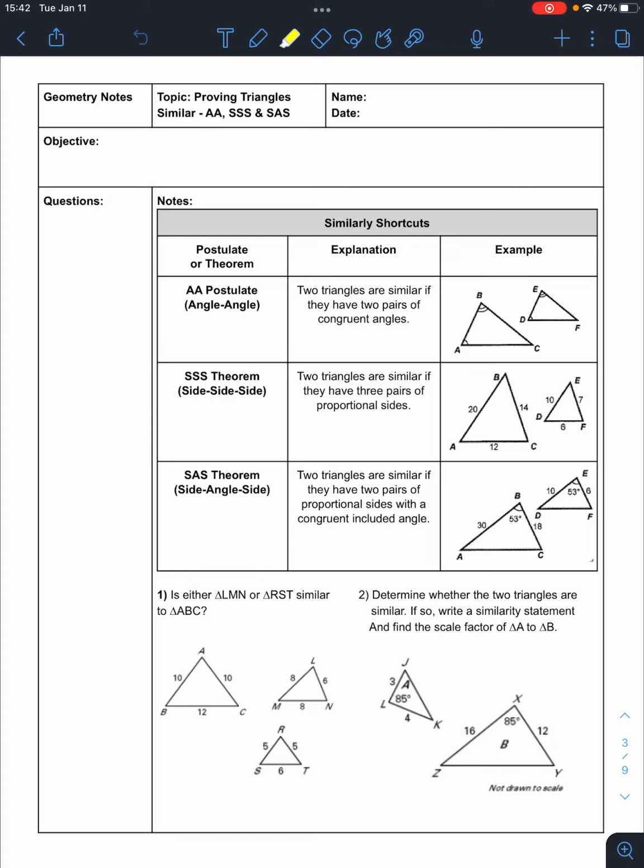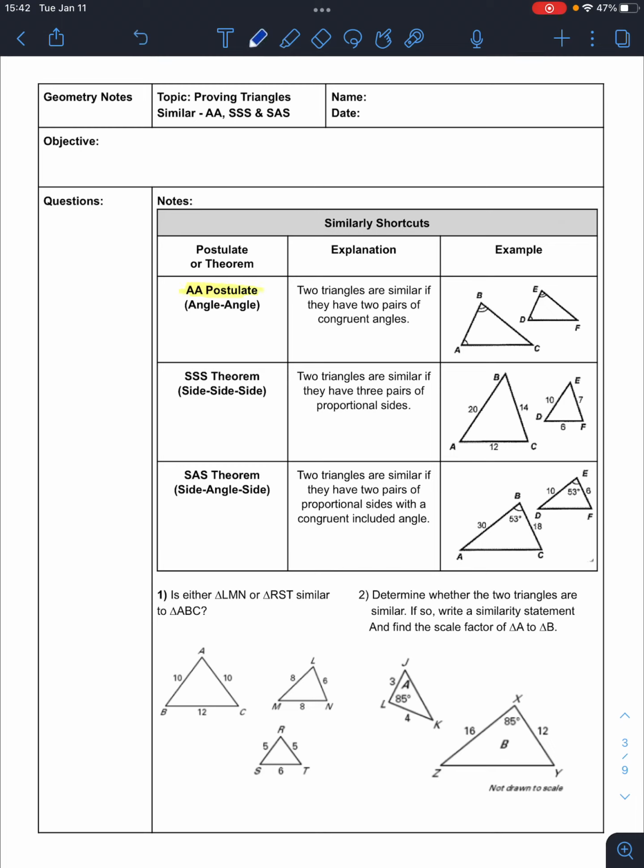We proved that triangles were congruent last semester, but how to prove that they're similar. And the reason that we want to prove that they're similar is so that I know how to set up problems. And we're going to do that in another lesson. But we have three similarity postulates and theorems. The first one is called the angle-angle postulate.